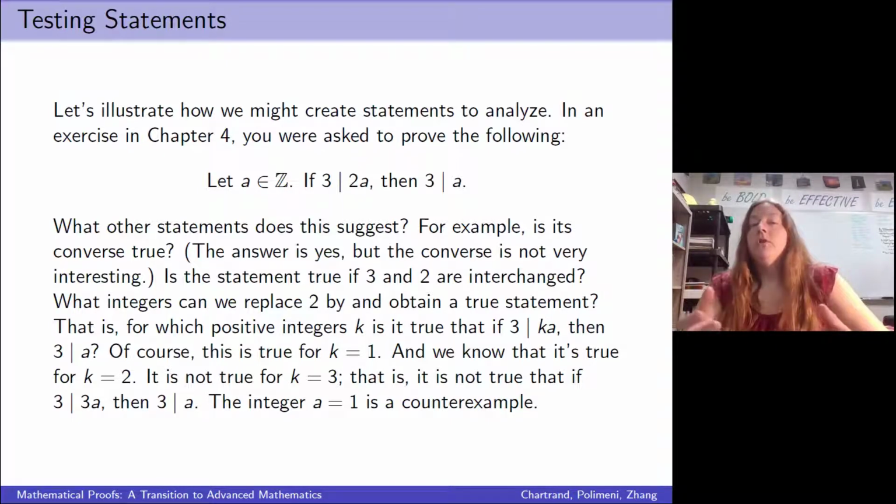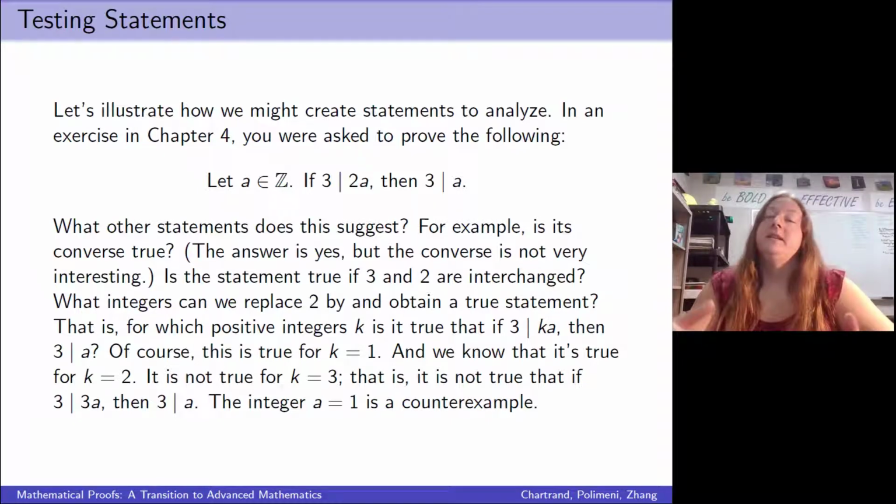Well, when we were doing that, we were so focused on proof techniques and being able to prove it, we weren't necessarily thinking beyond that problem. But you might have looked at that problem or might be able to look at it now and say, well, that's kind of interesting that that's true. So what else might be interesting about this? Well, it's usually interesting when we only have one direction of an implication to notice if the converse is true.